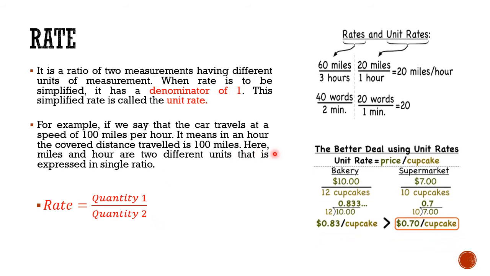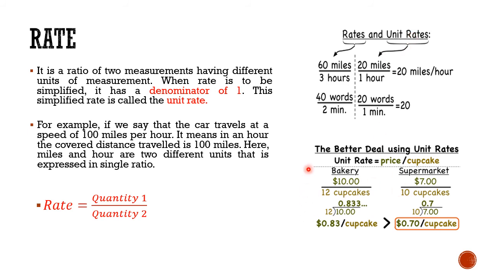So, ito pa yung example. Yung rate, ito siya: 60 miles all over 3 hours. While yung unit rate, 20 miles all over 1 hour. So, 1 na yung denominator dapat para masabi natin siyang isang unit rate.